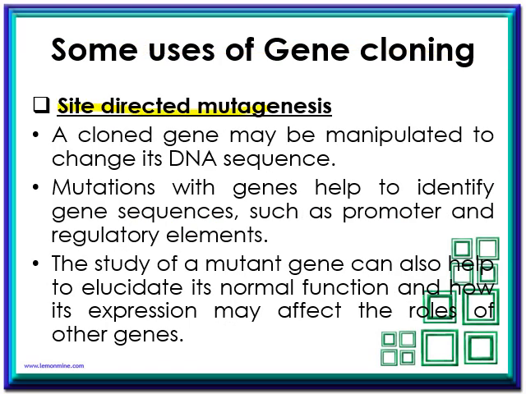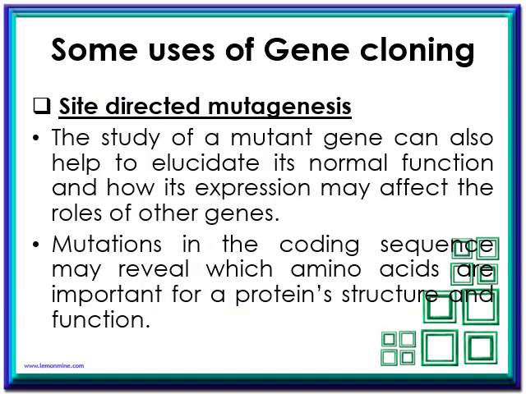We also have site-directed mutagenesis. So a gene can be manipulated to change its DNA sequence. Mutations within a gene help to identify gene sequences such as the promoter and regulatory elements. Studying a mutant gene can also help to elucidate its normal function and how its expression may affect the roles of other genes. Mutations in the coding sequence may reveal which amino acids are important for a protein's structure and function.